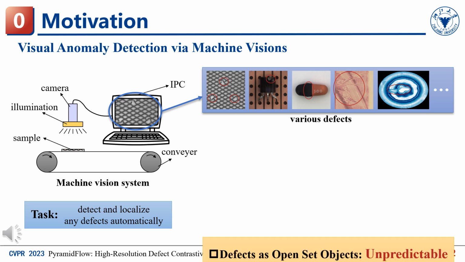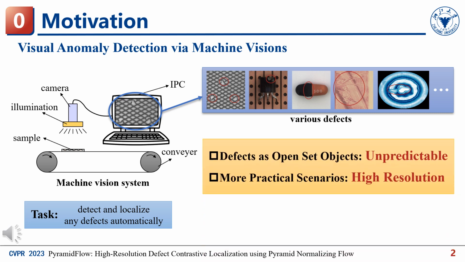However, these defects are unpredictable, and high-resolution imaging and processing are required for accurate observation. Overcoming these challenges is crucial for practical automated visual anomaly detection in industry.